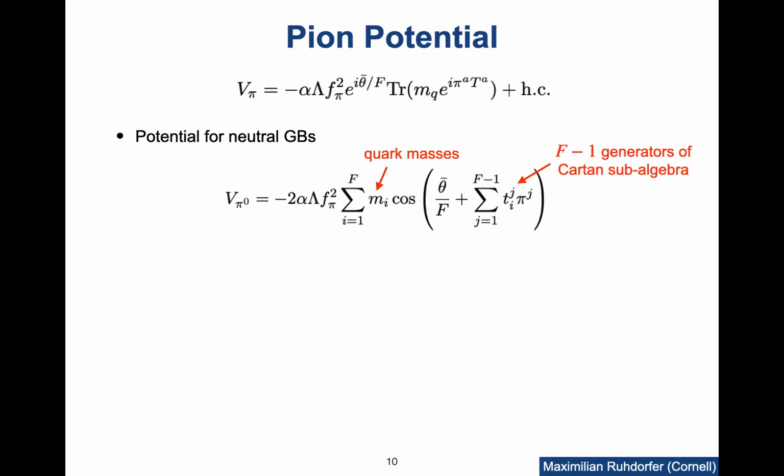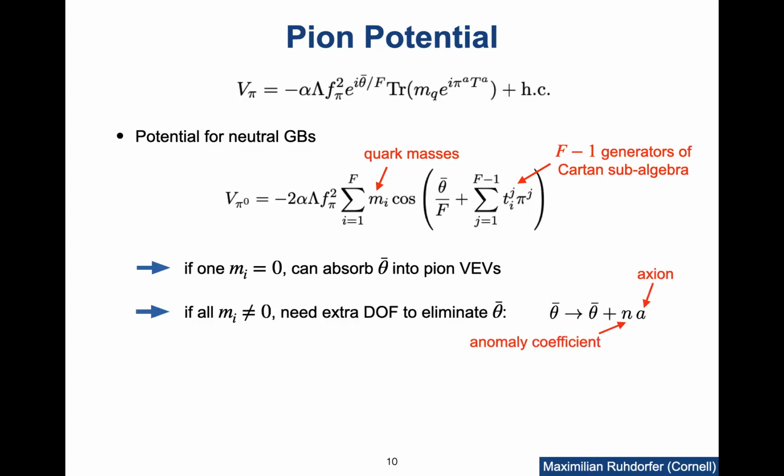What's also pretty nice to see in this Lagrangian is one thing that all of you know: if one of the quark masses is 0, then theta is unphysical, and you can just reabsorb it. Here it's pretty easy to see because we have F cosines, but only F-1 pion fields. But if one of the masses is 0, then you have F-1 cosines and F-1 pion fields, so you can just reabsorb theta within the VEVs of the pions. But if all of the masses are not 0, then you need an extra degree of freedom to reabsorb this theta parameter, which is the axial.